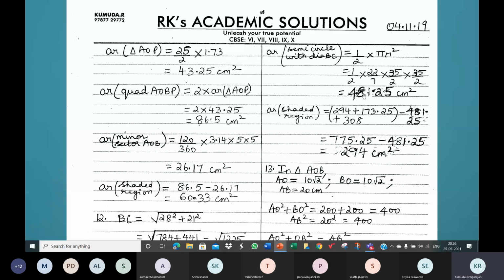Okay, so find the area of the semicircle, and then as we discussed, the area of the triangle plus the area of the 2 semicircles minus the area of the semicircle will give us the area of the shaded region, which is 294. Did we get this, children? 294 exactly. Yes, ma'am. Okay, children. Nice.